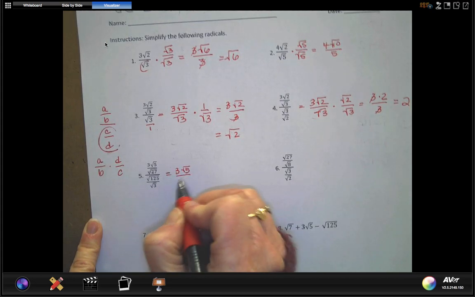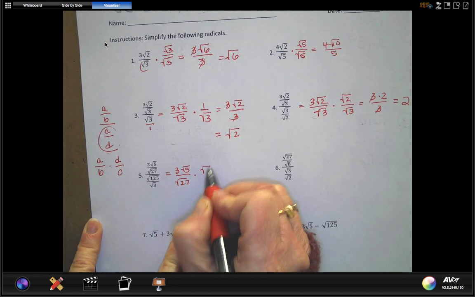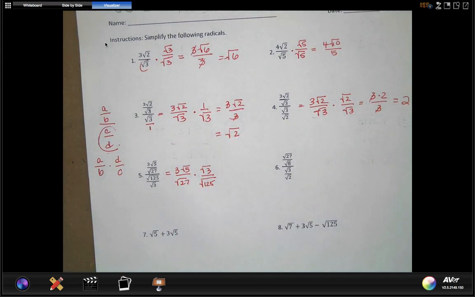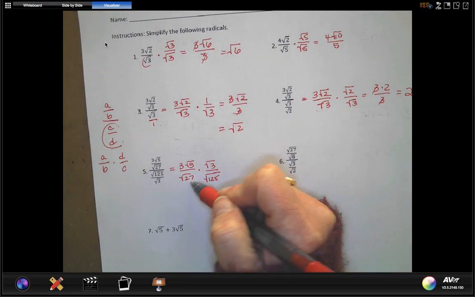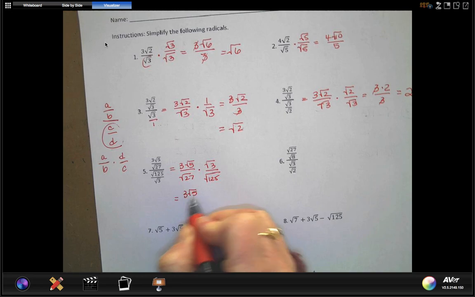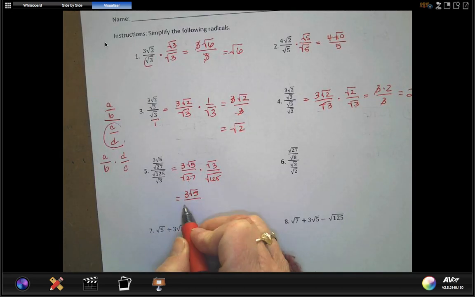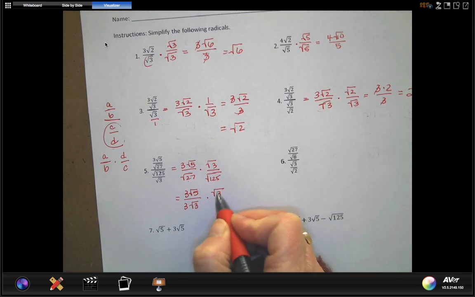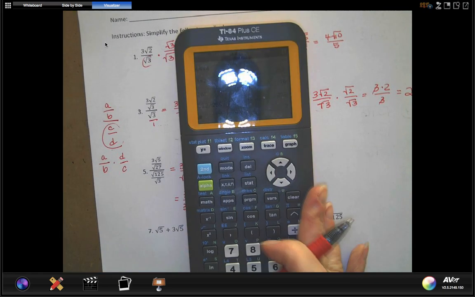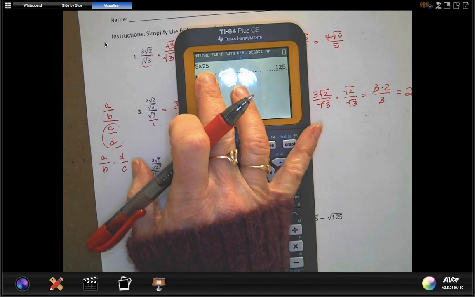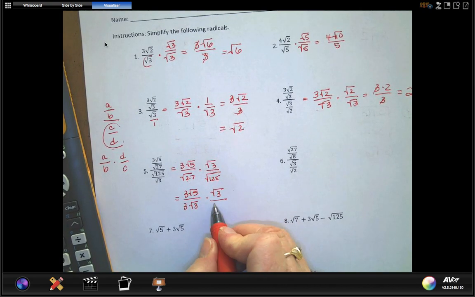All right, this one: 3 square roots of 5 over the square root of 27 times the square root of 3 over the square root of 125. You don't have to do it this way, but I find it easier to reduce early on. I know that 27 is 9 times 3. The square root of 9 is 3, and then I still have another 3 under the square root. 125 is 5 times 25. The square root of 25 is 5, so I'd have 5 square roots of 5.